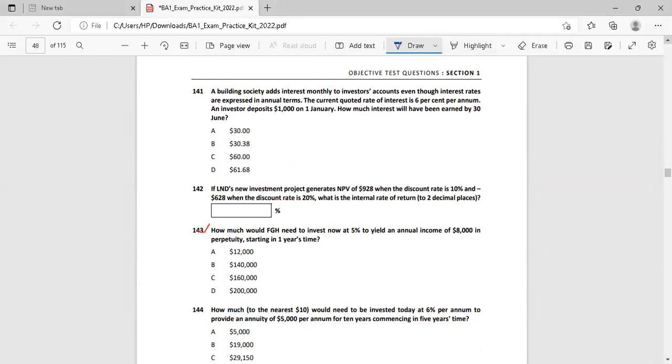A building society adds interest monthly to investors' accounts, even though interest rates are expressed in annual terms. The current quoted rate of interest is 6% per annum, and the investor deposits 1,000 on 1st January. How much interest will have been earned by 30 June? There are 4 options given. Find out that. So I'll take all these questions to the Excel file.